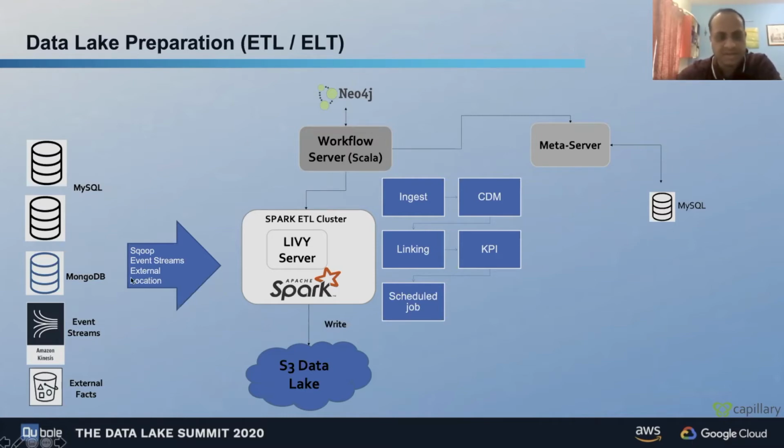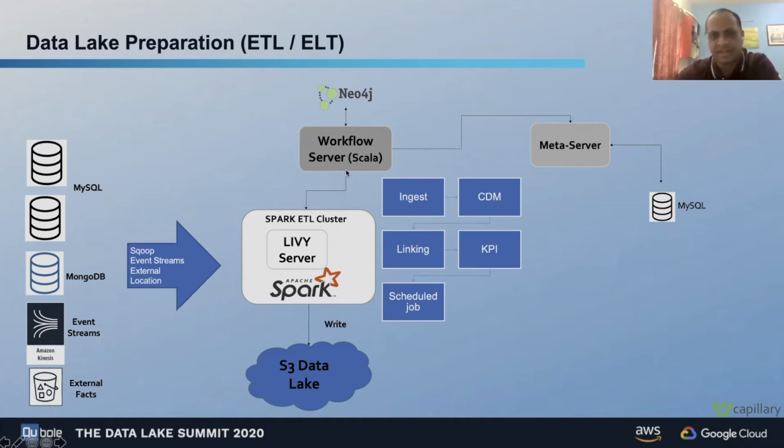Now, there are various ways to get that data into the data lake, of which Sqoop is a standard way. Then there are event streams. There are external locations that you define. It could be on S3 through which you can import the data to the data lake. Now, the grayed out boxes here, the workflow manager and the meta server, are the components that we have built inside Capillary, and I'm going to talk a little more about them in upcoming slides.